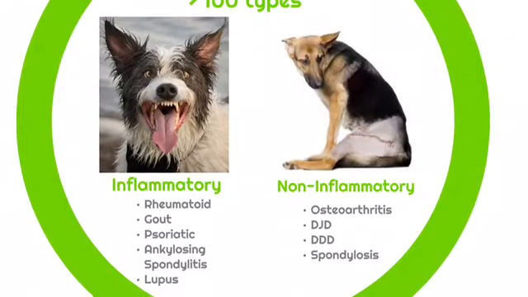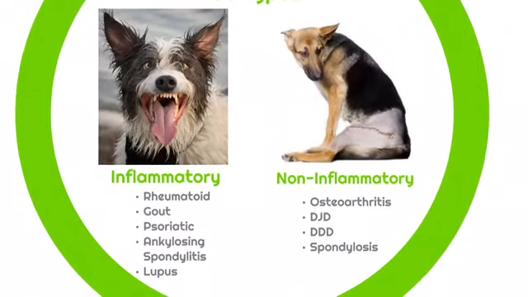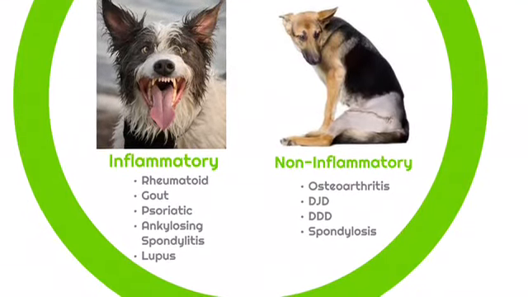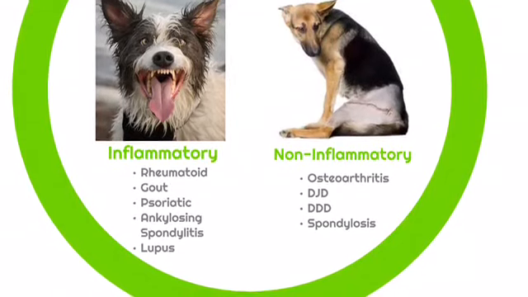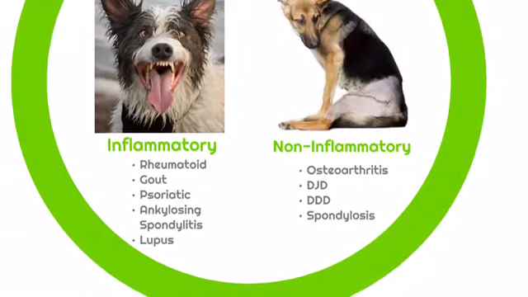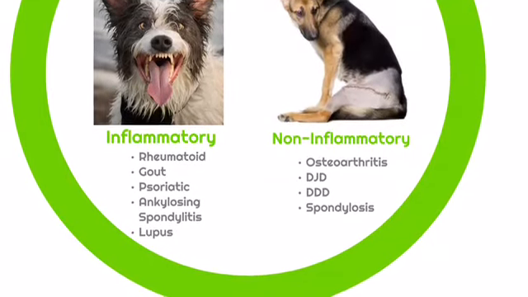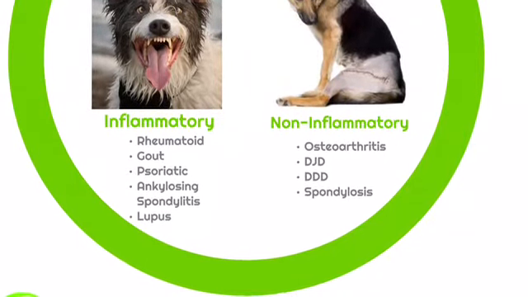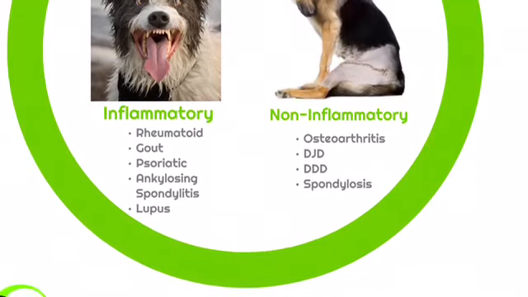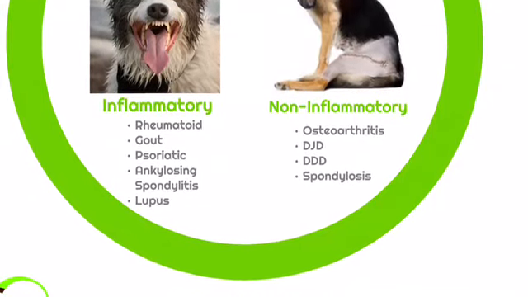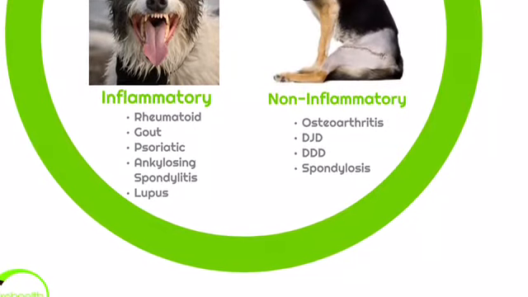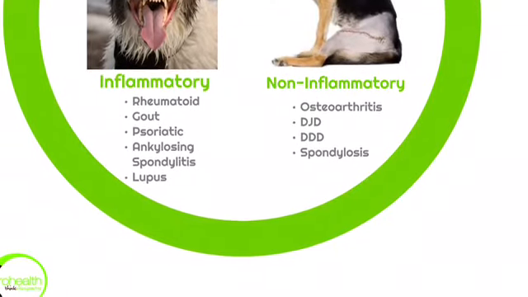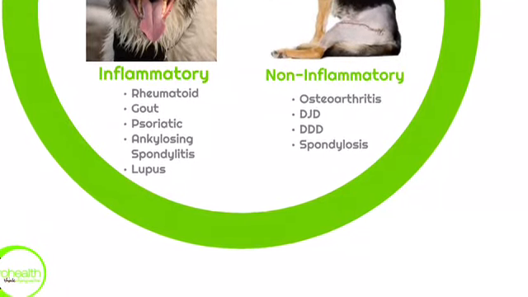However, the non-inflammatory types of arthritis, or the most common one, is osteoarthritis. Okay, but osteoarthritis has a number of names depending on what part of the body is involved. So osteoarthritis could be shortened to OA. It can also be called DJD, which is degenerative joint disease. You can also have DDD, which is degenerative disc disease, which often goes in association with DDD. Then you can also call it spondylosis as well.